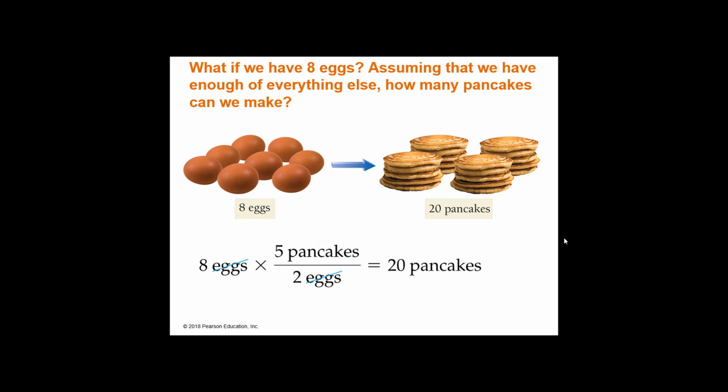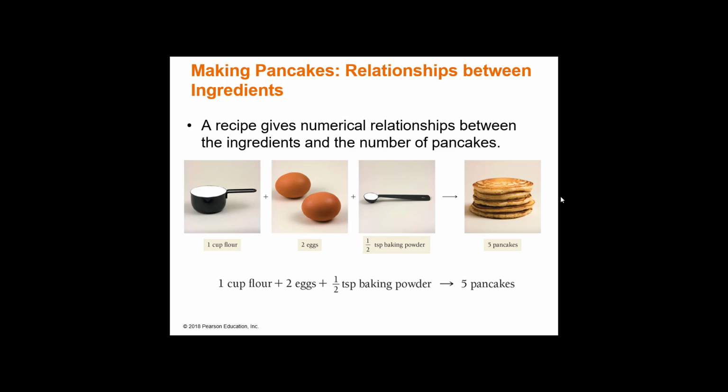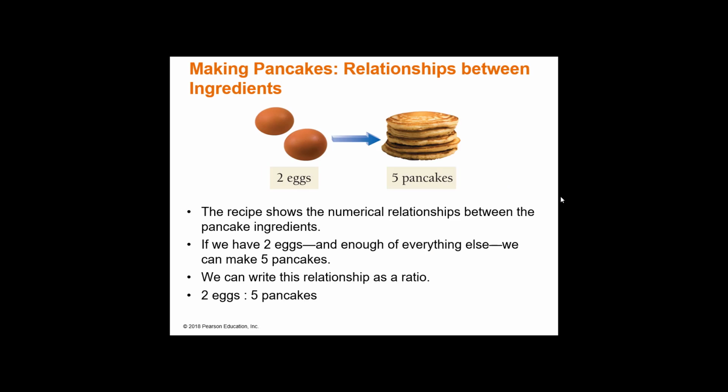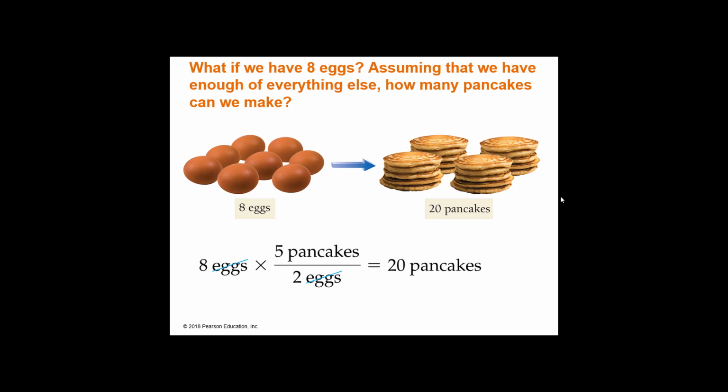But what if we have 8 eggs? How can we determine how many pancakes we can make from 8 eggs? And this is stoichiometry. We can use that balanced reaction of pancakes, and we can see that we need 2 eggs for 5 pancakes. So we can set this up. We have 8 eggs. We take the ratio of the 2 eggs to the 5 pancakes. We set the eggs units on the bottom because we can cancel out those units, and it leaves us with the units that we want.